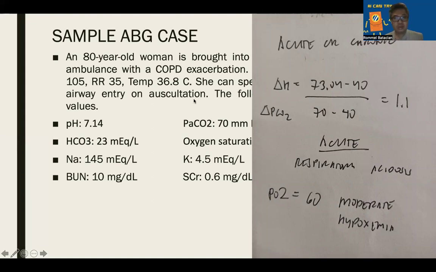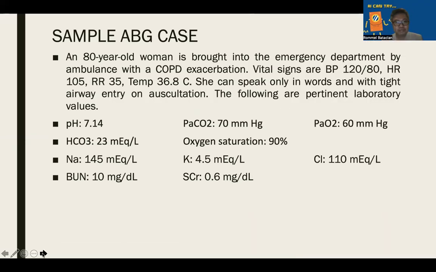If you would come to think of it, there's also a clinical clue because the COPD exacerbation probably began just a few hours or at most one to two days ago. That's why it's an acute acid-base abnormality, an acute respiratory acidosis. And then the PaO2 is 60. So it's markedly low because the normal is 80 to 100, and 60 is moderate hypoxemia. So now we know the patient has an acute respiratory acidosis and moderate hypoxemia.